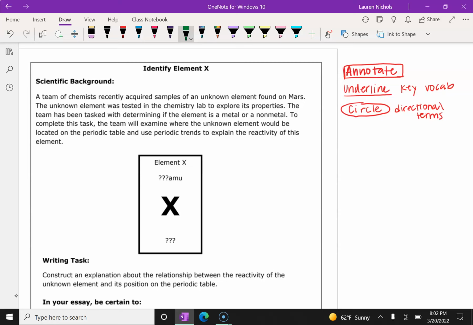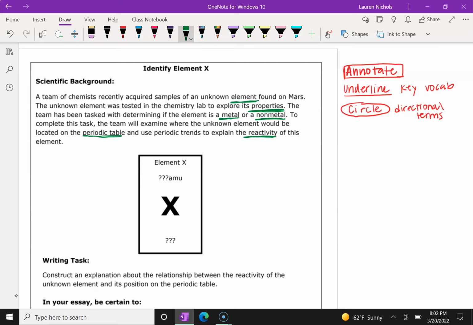It says a team of chemists recently acquired samples of an unknown element. Well, element is definitely one of our vocabulary words in chemistry, and it's found on Mars. The unknown element was tested in the chemistry lab to explore its properties. That's another word. Okay. The team has been tasked with determining if the element is a metal or a non-metal. To complete this task, the team will examine where the unknown element would be located on the periodic table and use periodic trends to explain the reactivity of this element.